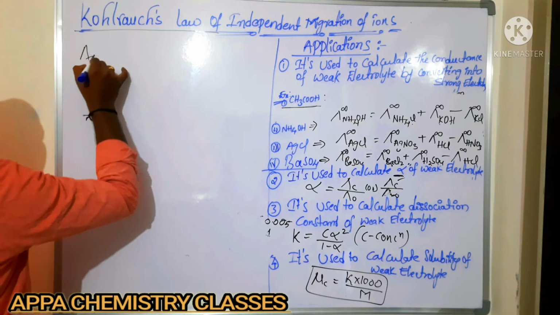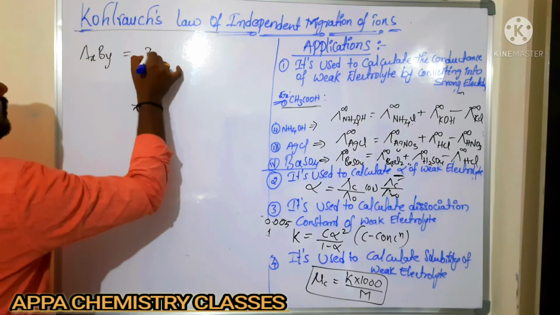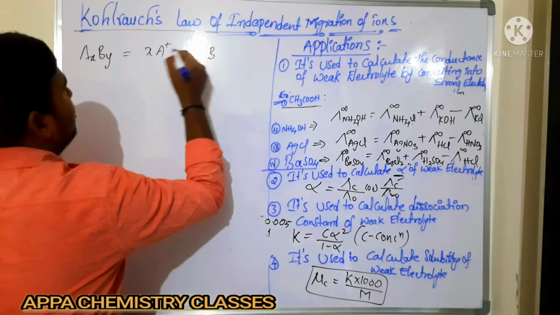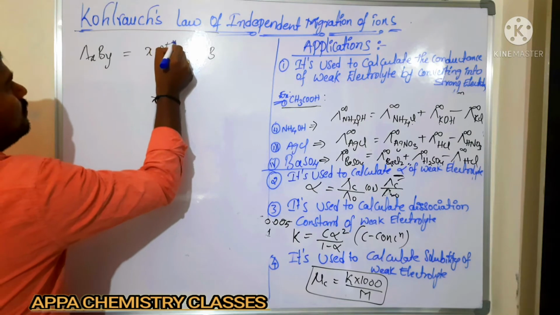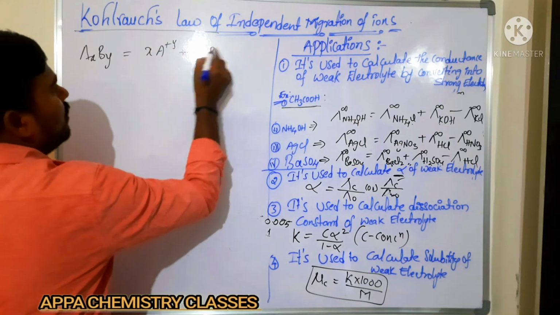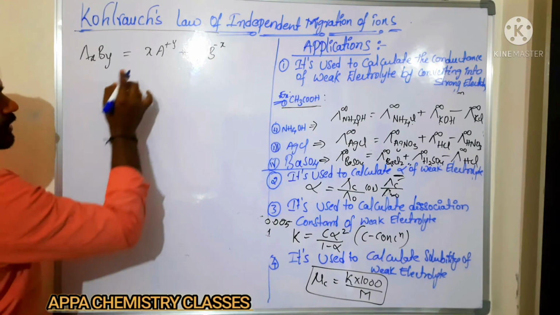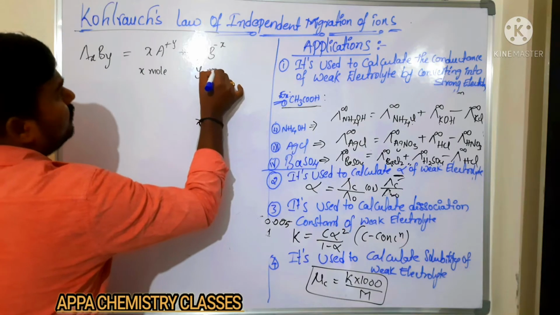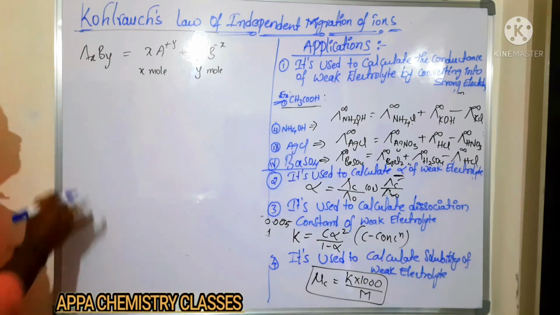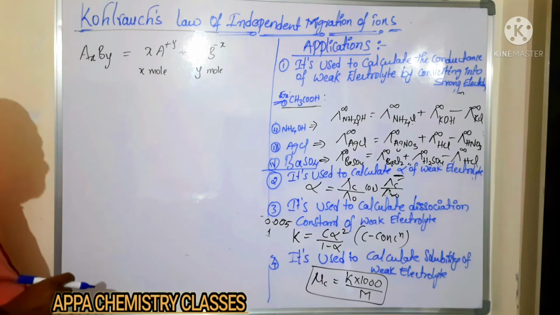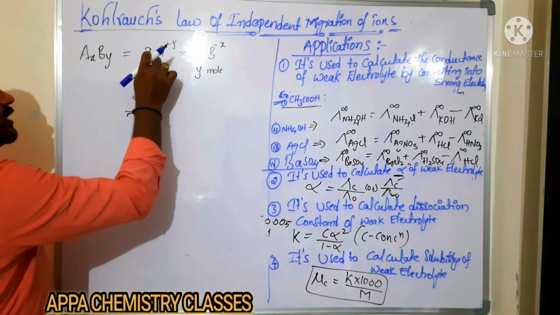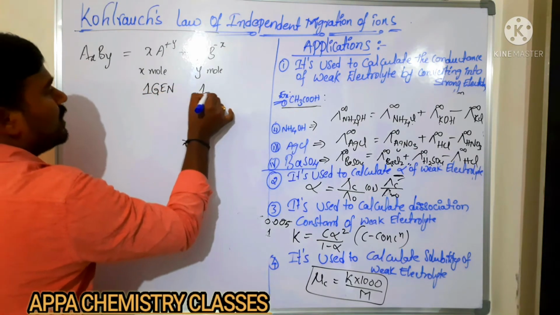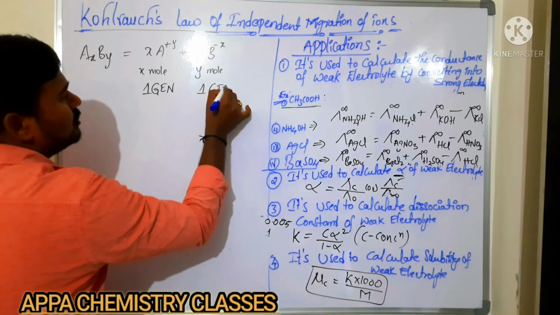Now AxBy is there, so we are getting X number of cations A plus and Y number of anions B minus. That is, X moles of cation and Y moles of anion combine to form 1 mole of AxBy electrolyte. But what is the gram equivalent of cation here? 1 gram equivalent. Always the ions will combine in their gram equivalent ratio.